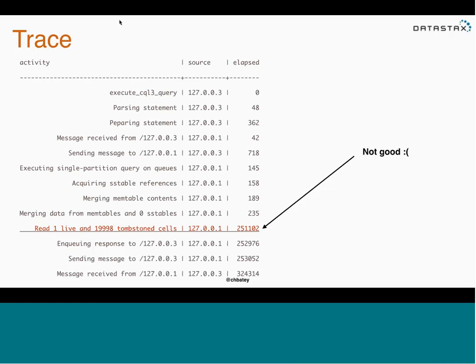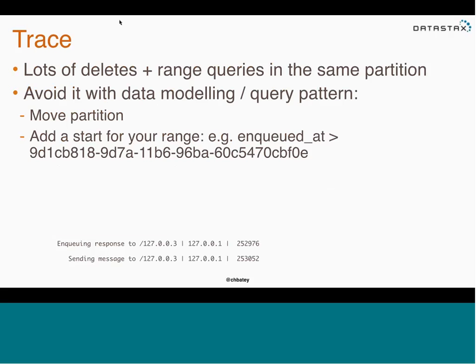So this time it's a 3-node cluster running locally. It looks like we've inserted and deleted nearly 20,000 messages in our queue. And if you see, to read one record, to read one column, which meant one message inside our queue, we've had to scan over nearly 20,000 tombstones, and not surprisingly, that's taken some time. So that's the reason why Cassandra isn't too suitable for this type of data modeling.